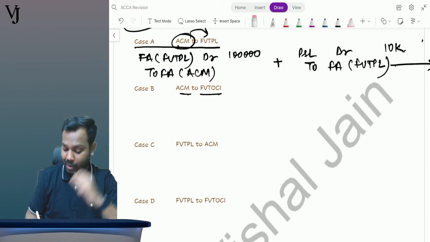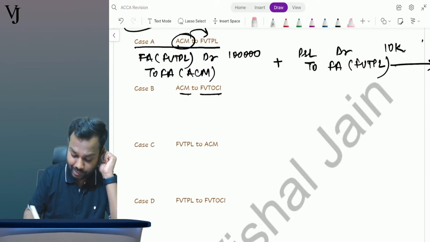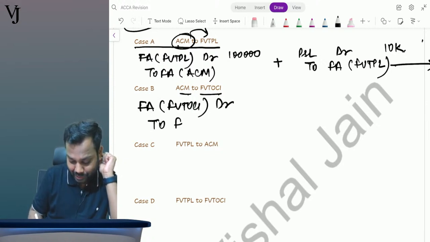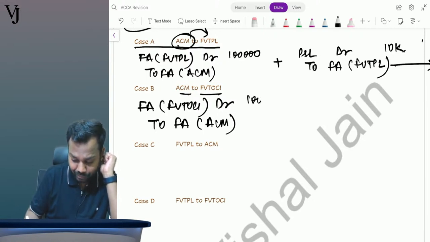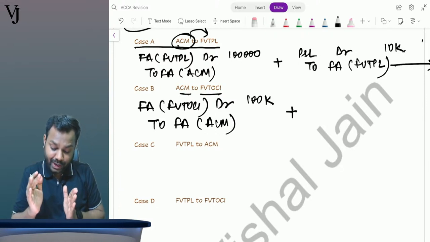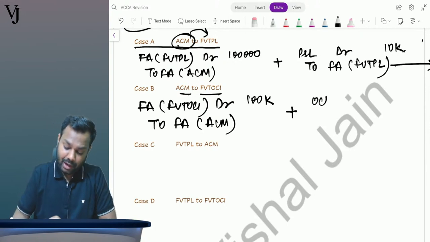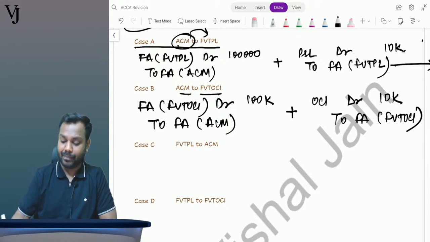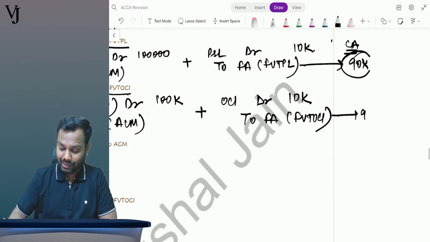So what happens here in amortized cost method to FVT OCI? I will pass a similar entry here. Financial asset at FVT OCI account debit to financial asset at amortized cost method at 100,000. Now I have transferred the asset to FVT OCI. Now I will record the fair value gain or loss in OCI account debit 10K to financial asset at FVT OCI. Okay. Now again the carrying amount is 90K.